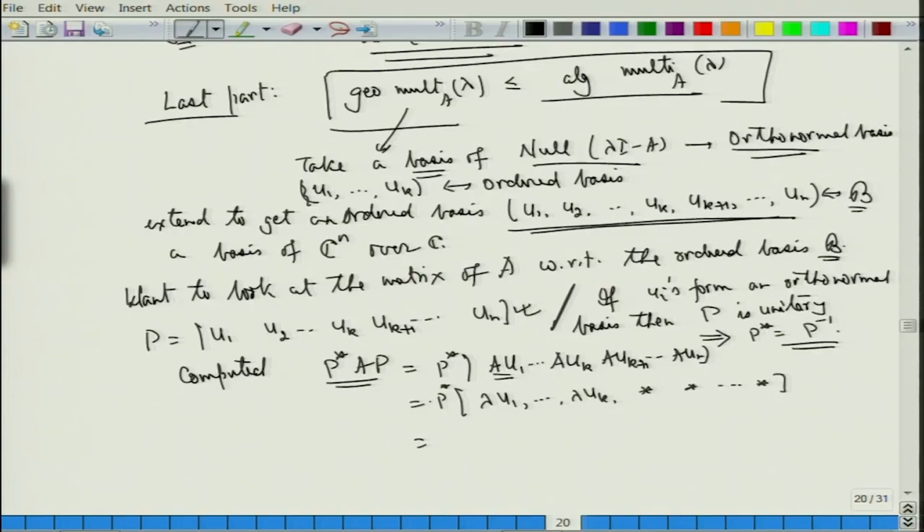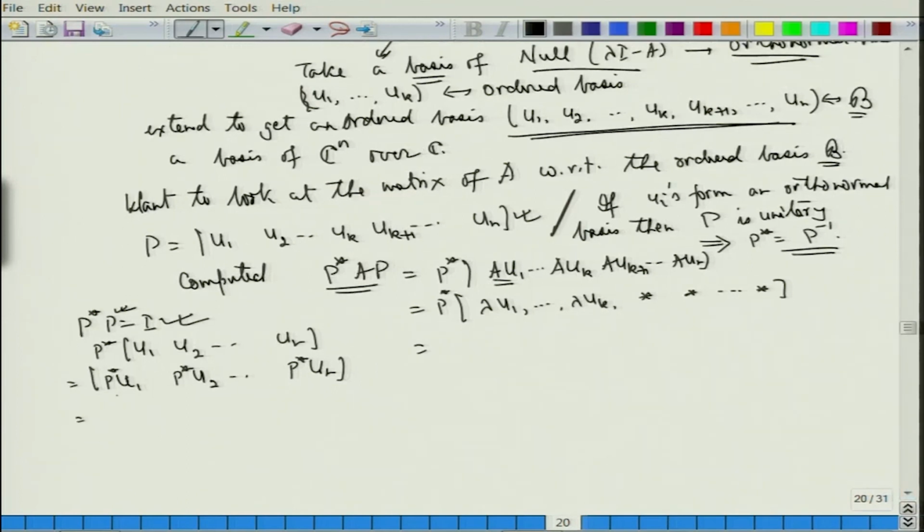So just look at P star. P star times P is identity, so P star times U1, U2, ..., UN will give me P star of U1, P star of U2, ..., P star of UN, and since this is identity, I sub n. What I get is the first, 1 0 0, then 0 1 0 0 0, and then 0 0 0 1, all right, fine. So this is what I will get.